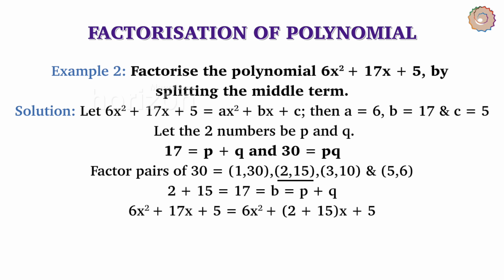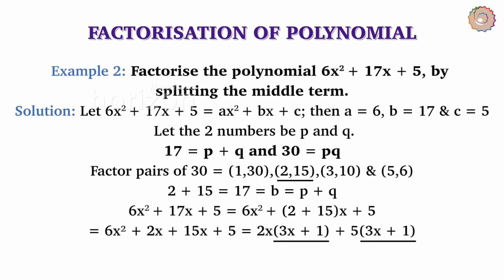So the polynomial 6x square plus 17x plus 5 can be written as 6x square plus 2 plus 15 into x plus 5, which is equal to 6x square plus 2x plus 15x plus 5. Now we take common factors from the first two terms and the last two terms. We get 2x into 3x plus 1 plus 5 into 3x plus 1. Taking 3x plus 1 common, we get 3x plus 1 into 2x plus 5, which is the factorized form of 6x square plus 17x plus 5.